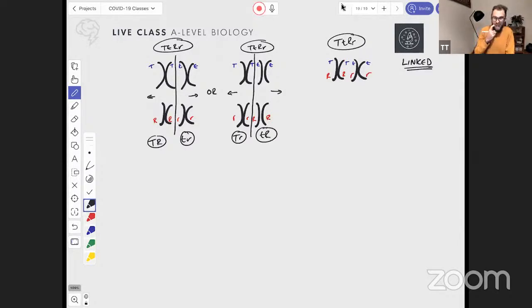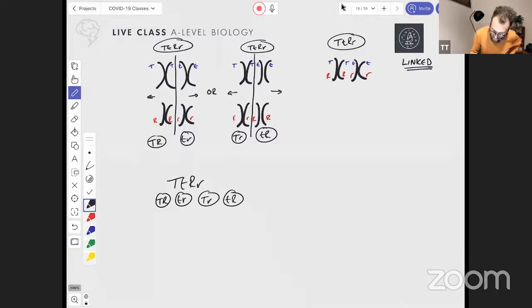So there are four possible alleles you can get from an organism that is big T, little t, big R, little r, and if they're on different chromosomes, there's an equal chance of getting any of these. So there's a 25% chance of your sperm or eggs containing any one of those.